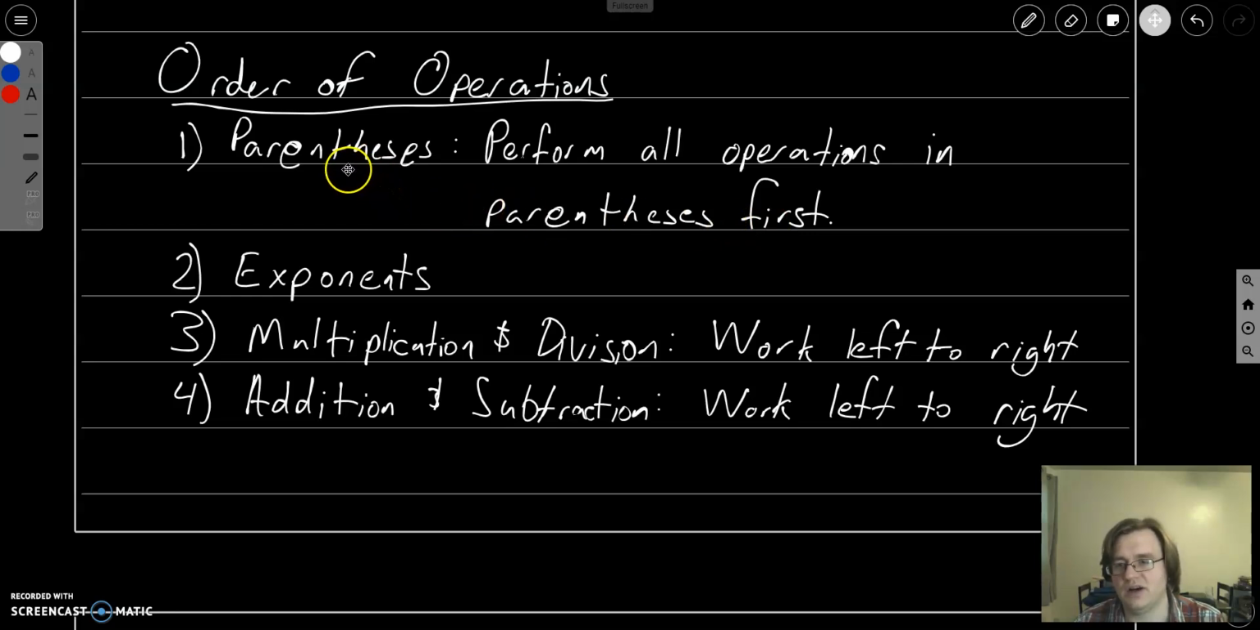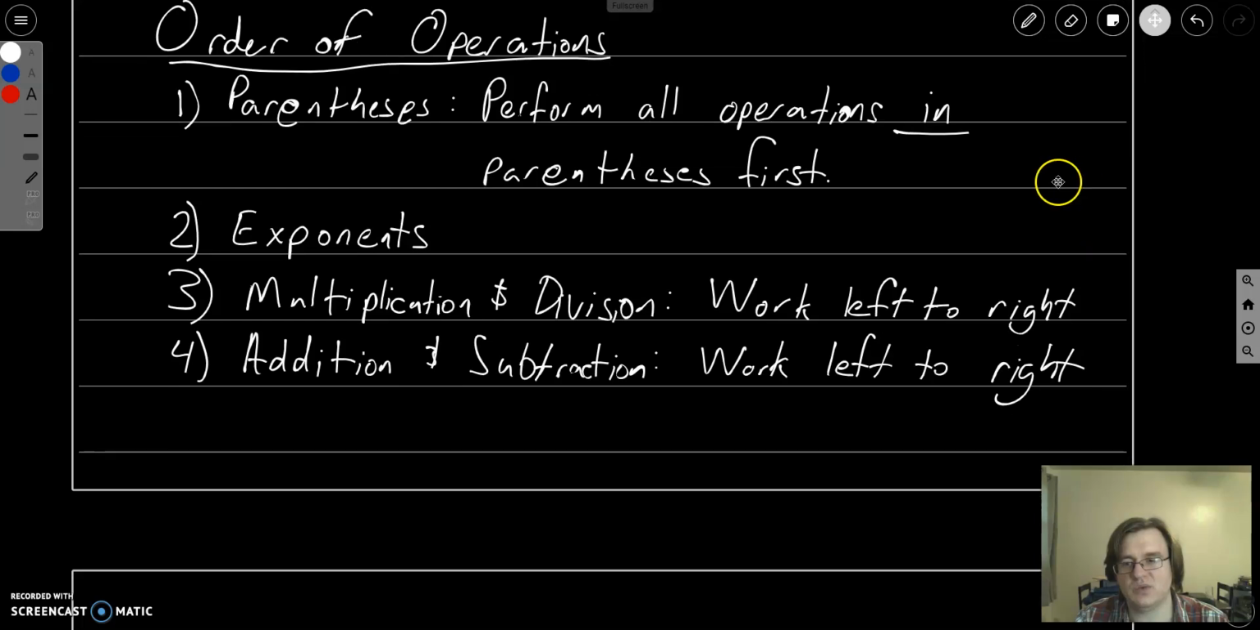So mathematicians have chosen an order to resolve these operations so that we're all on the same page. First, we resolve all parentheses. And by this, we look at everything that's inside of parentheses, and we do that first. Next, we look at all the exponents, and we resolve those.